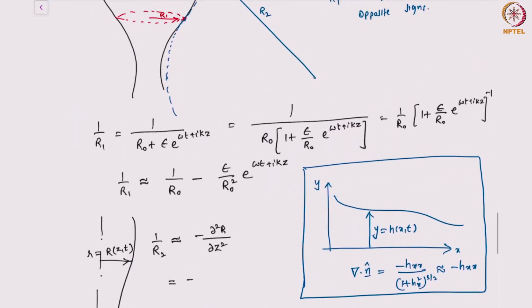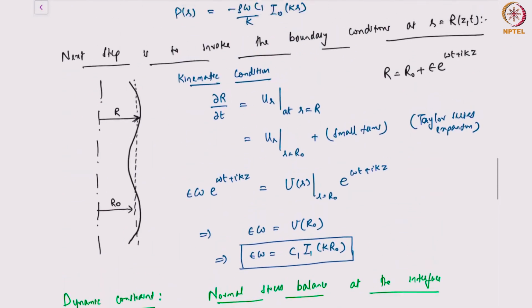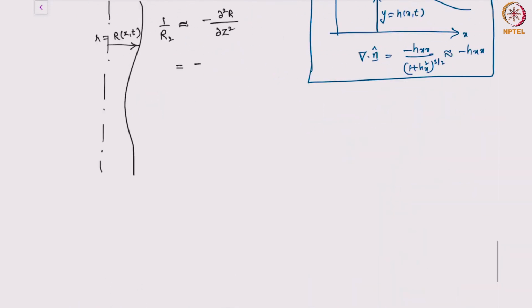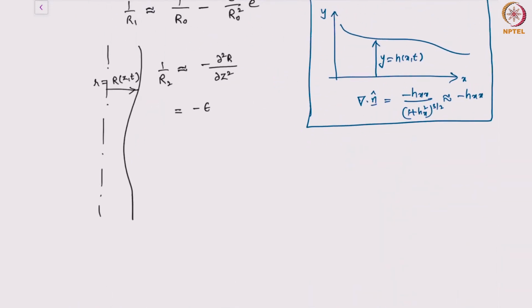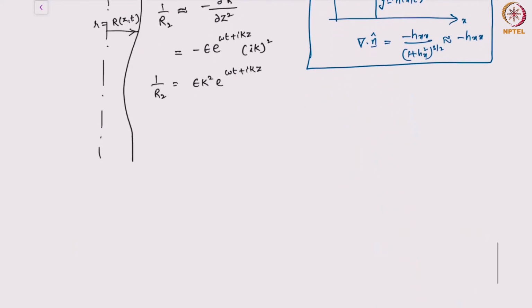remember that expression for R is R0 plus epsilon e power omega t plus i k z. If I take the derivative of R once, I'm going to get an ik factor, and if I take it twice, I'm going to get ik twice. So I have epsilon e power omega t plus ikz times ik whole square. But i square I know is minus 1, and therefore I'm going to get epsilon k square e power omega t plus ikz. This is 1 by R2.